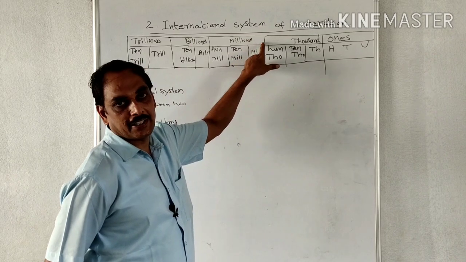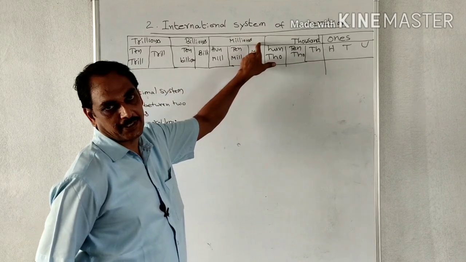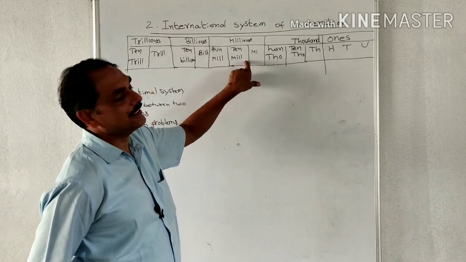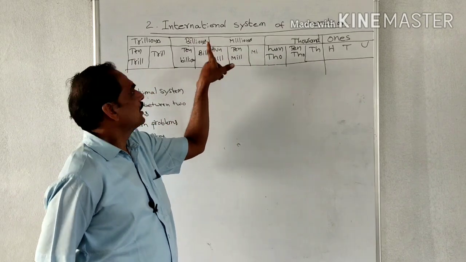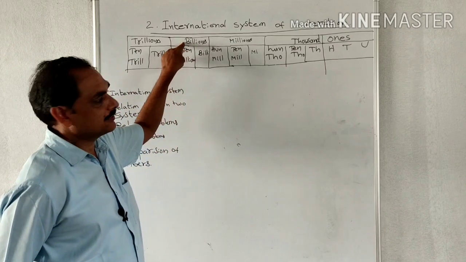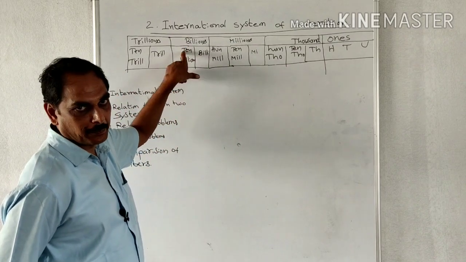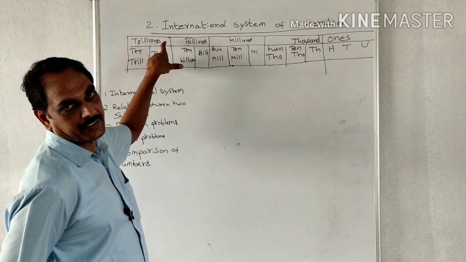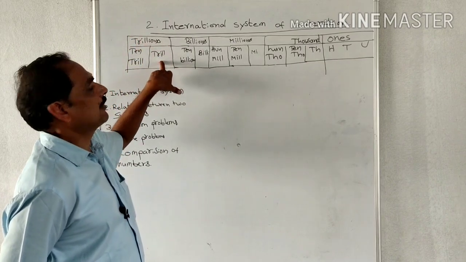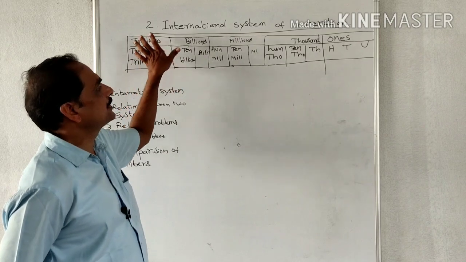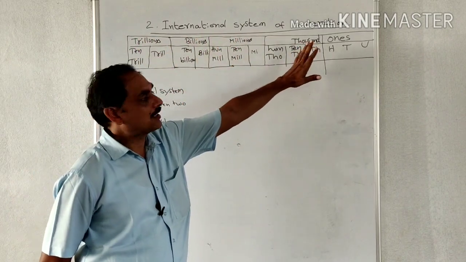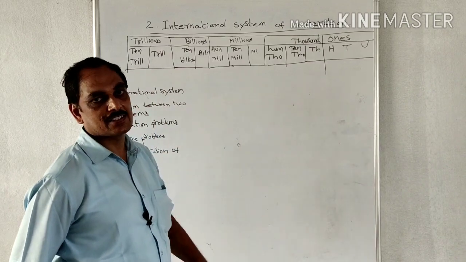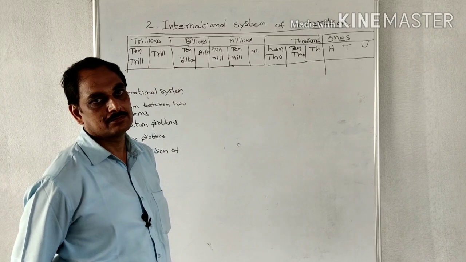Next, the third period in this system is the millions period: million place, 10 millions and 100 millions. Then the billions period, with billions and 10 billions. Finally the last period is the trillion period, with 1 trillion and 10 trillions. These are the periods and place values of digits in the International System of Numeration.